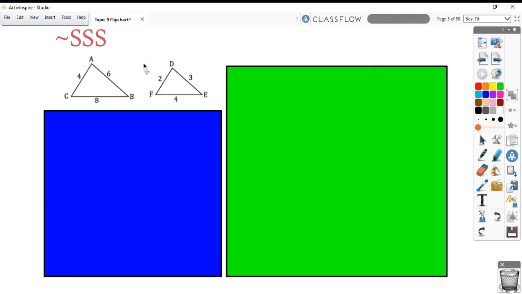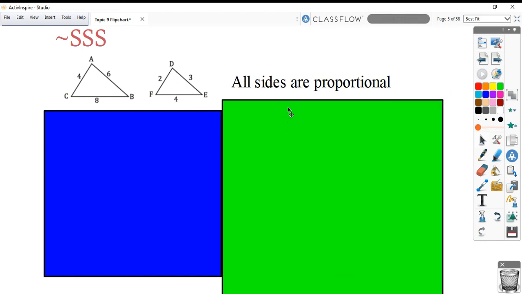Side, side, side similarity is where you look at these two triangles and you can tell that all of these lengths are half of the corresponding lengths on the triangle on the left. From here, we got 4 and 2. We've got 6 and 3. We've got 8 and 4. All of the sides are proportional to each other. That would be side, side, side similarity.